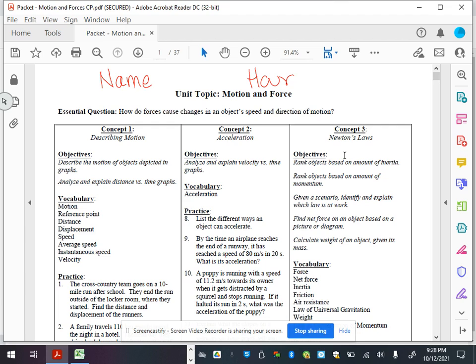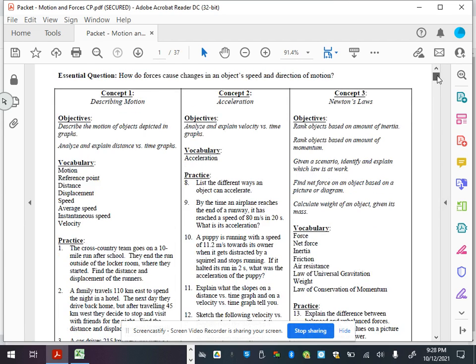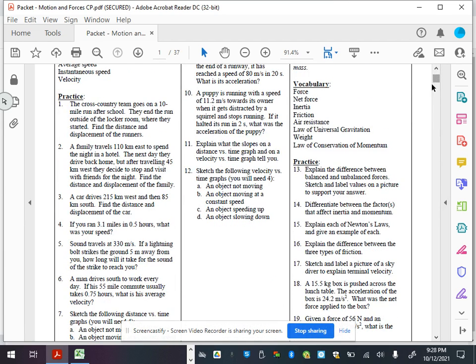Concept 3 really gets into Newton's laws. Remember that laws are not subject to change. They have been proven time and time again. So Newton's laws apply to many parts of physics. So that's where we're going to get into some of these words here like inertia, force, and talk about weight.